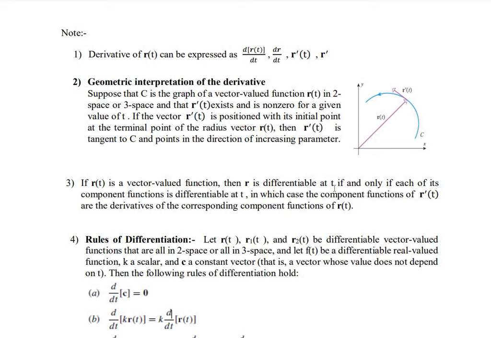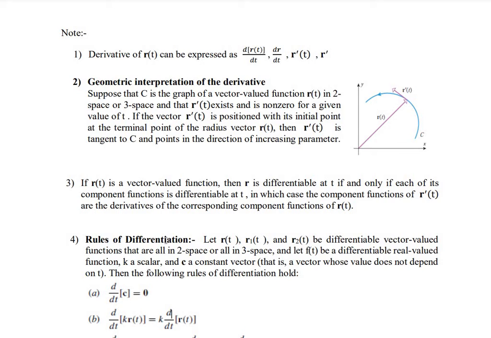Then the next one. r of t is a vector valued function, then r is differentiable at t if and only if each of its component functions is differentiable at t, in which case the component functions of r dash of t are the derivatives of the corresponding component functions of r of t. That is, component wise differentiation is done.